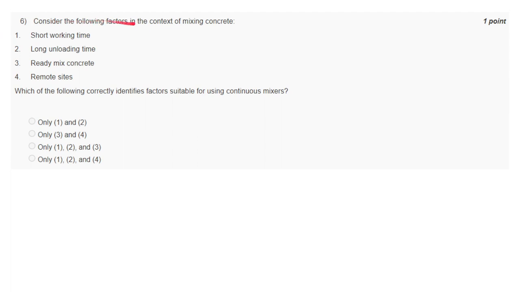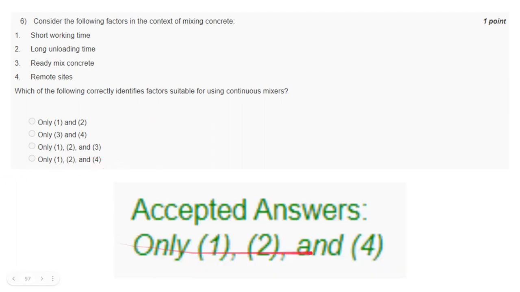Sixth question, consider the following factors in the context of mixing concrete. One, short working time. Two, long unloading time. Three, ready mix concrete. Four, remote sites. Which of the following correctly identifies factors suitable for using continuous mixers? Only 1 and 2, only 3 and 4, only 1, 2 and 3, only 1, 2 and 4. If you remember about continuous mixers, they are used for conditions with short working time, long unloading time, and for remote sites. It is not suitable for ready mix concrete. So 1, 2 and 4 correctly identify the factors suitable for using continuous mixers. So the fourth option, only 1, 2 and 4, is the correct one.